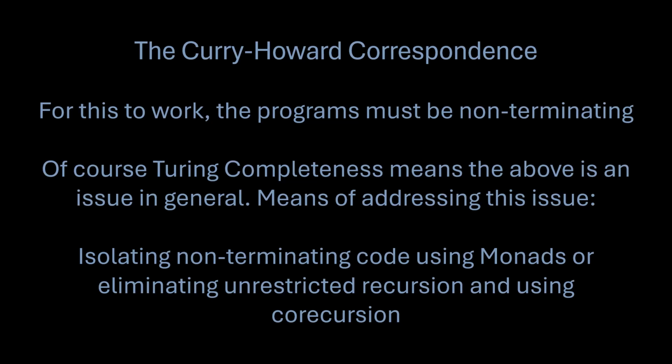The way that they deal with this is there's two main ways of going about it. One is to take all the potentially non-terminating parts, stick it in a monad, and then just do the proof checking on the non-monadic code.